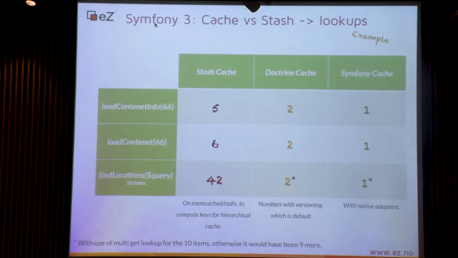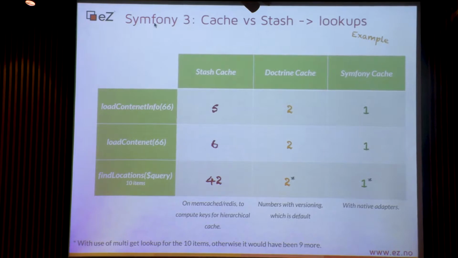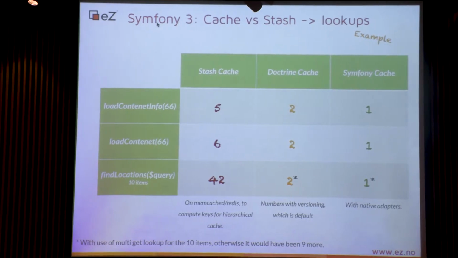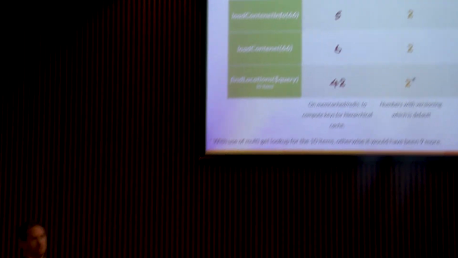So let's look at what that means for AC platform. One of the things that we've seen on the speed side of AC platform, especially if you're on a cluster, is that with the cache system you end up with thousands of calls to Memcache. This is where it comes from. What you're seeing here is how many lookups Stash versus Symfony will do to Memcache, depending on what you're doing. If you do a load content info, Stash would do 5 in the background, and Symfony would do 1 in the background with the new kernel. That's already the case on what we're going to work with here today.